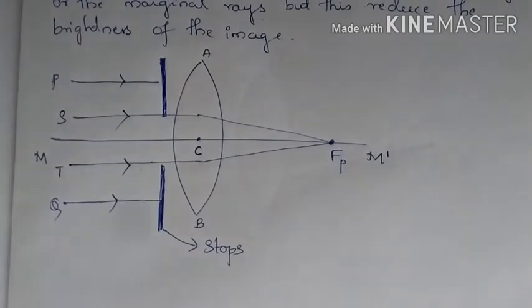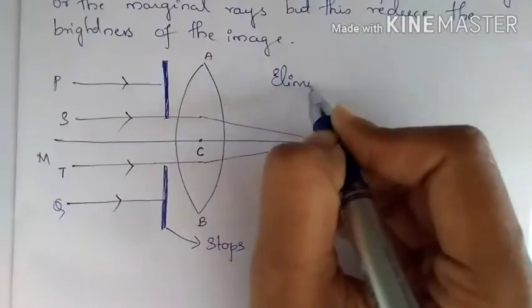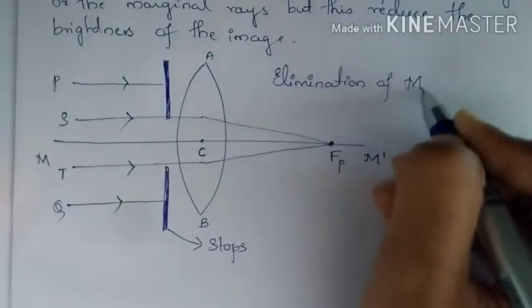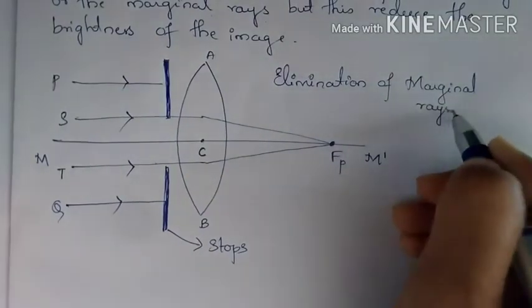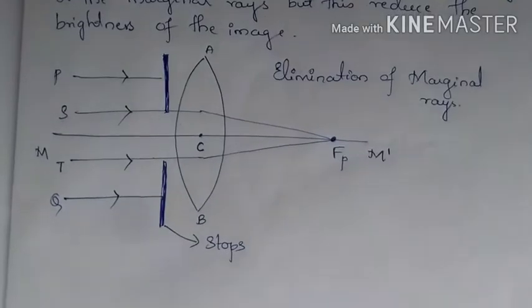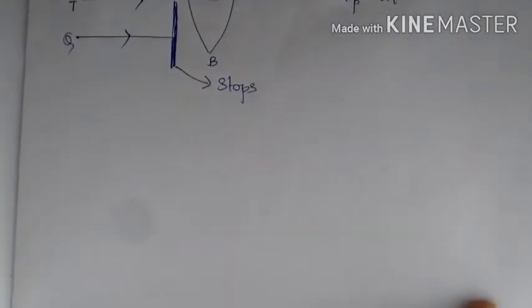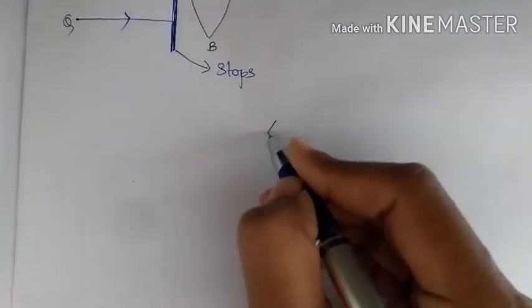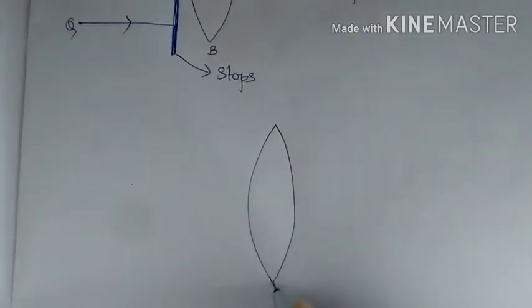So this is when you eliminate the marginal rays. So this is elimination of marginal rays. And next you have another ray. So you have the paraxial rays as well. So to eliminate paraxial rays, you again use the stops.